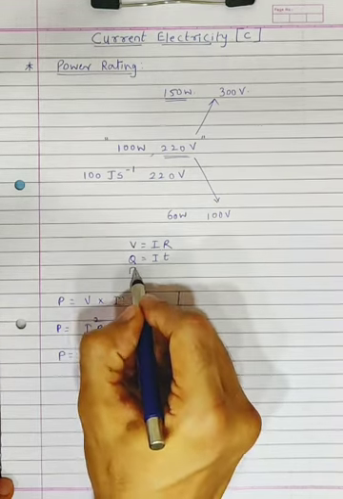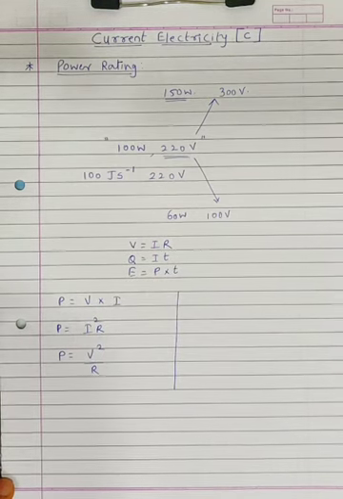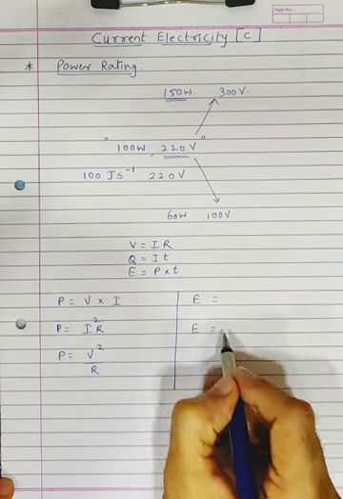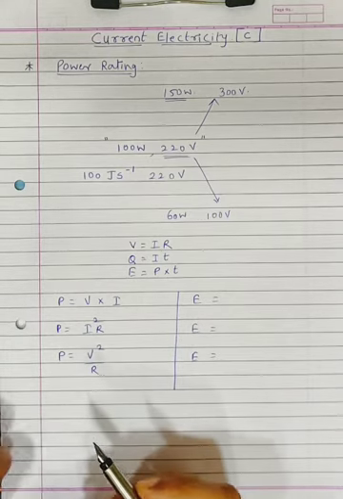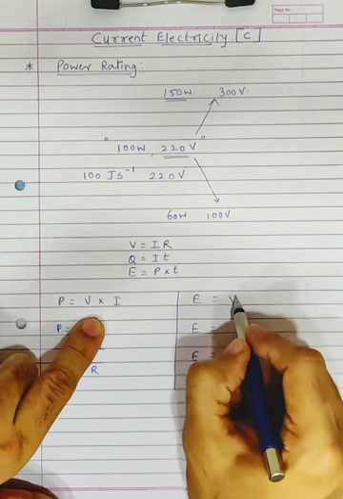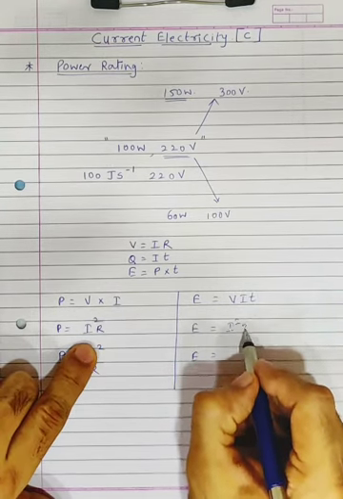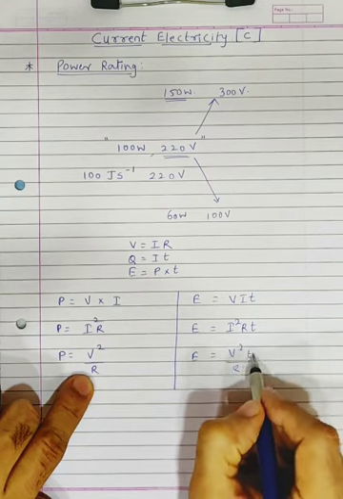Now, if you remember, what is the formula for energy? Energy is equal to power into time. So if I multiply all these formulas of power with time, I'll get the formula for what? Energy. So look at the first formula, it will become VIT because power into time. Your second formula becomes I squared RT, and third formula is V squared T upon R.